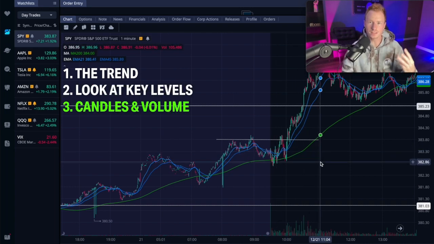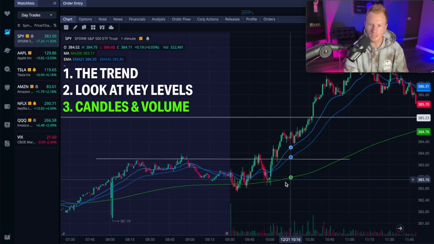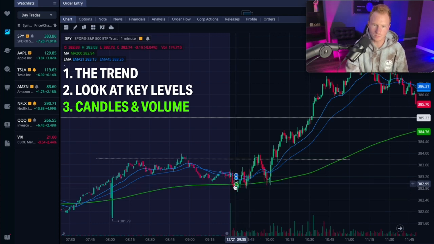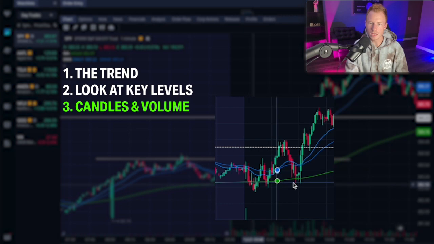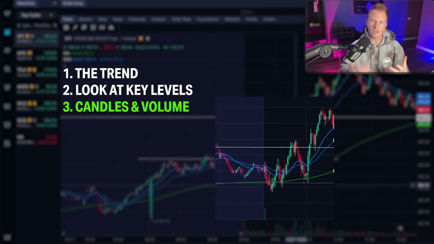And the third thing is looking at the actual candles, looking at the volume. Is it increasing volume? What are the candles telling you? Is it making higher lows on a smaller time frame? As we can see, immediately when I saw this higher low, that's when I took my entry. That gave me confirmation to actually take the trade.